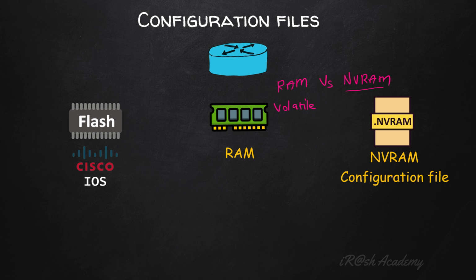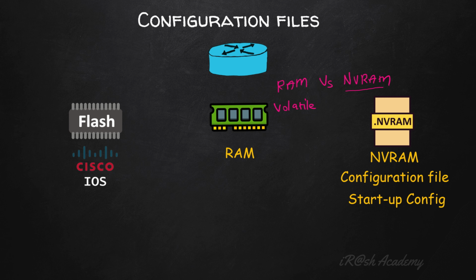Here the configuration file that's stored in NVRAM is called the startup configuration file. This is the configuration file the Cisco IOS requires when it loads the operating system. Because when the operating system loads, the Cisco IOS needs to understand what configuration is done for this device. What interfaces are configured, what interfaces are up, what interfaces are down, and what is the host name, etc. It takes all the information from the startup configuration.